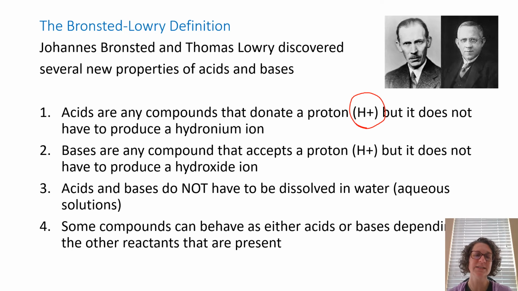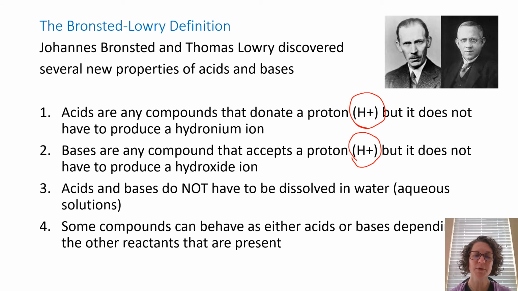They said an acid is any compound that donates a hydrogen ion, but it doesn't have to produce hydronium. As long as there is a hydrogen ion there, we know we have an acid. And a base is any compound that accepts that proton or accepts that hydrogen ion. So no more hydroxide. It's all strictly about what is happening with the hydrogen. They also said that acids and bases don't have to be dissolved in water for this to happen, but that's usually the case. So they were a little bit more broad in their definition.